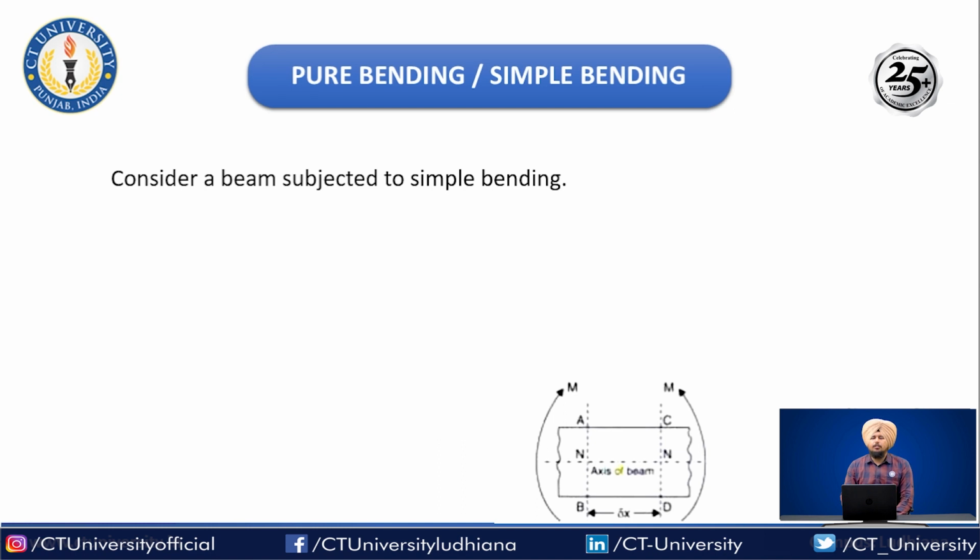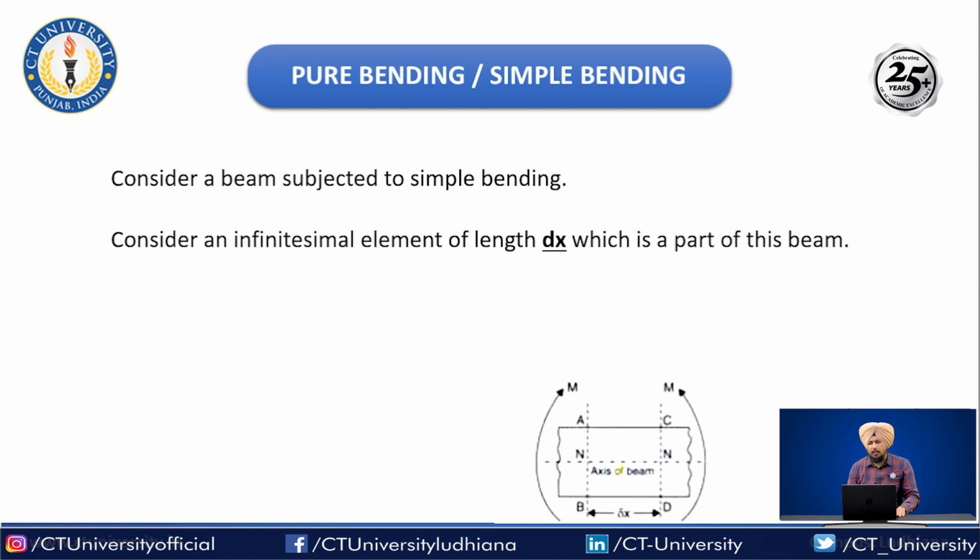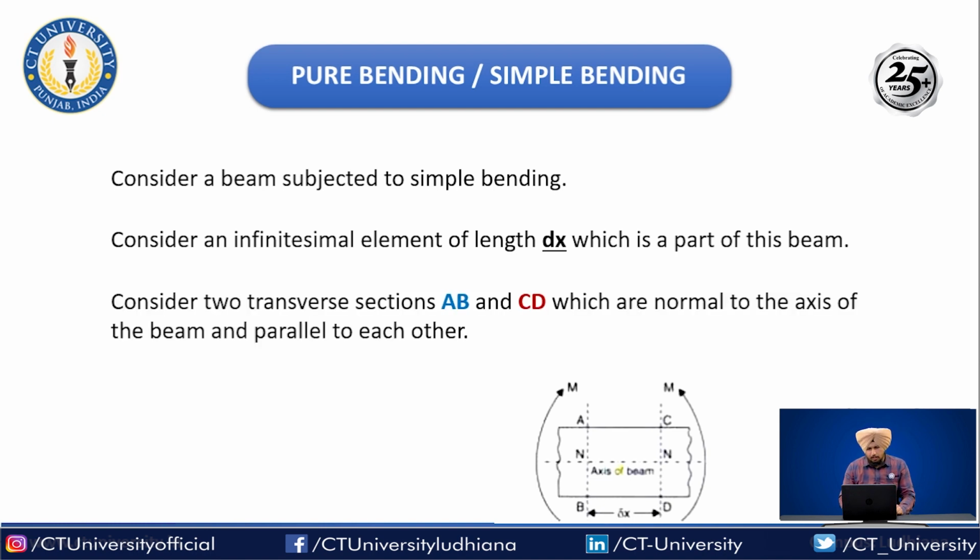So we are considering a beam that is subjected to simple bending, and we are considering a very small section dx. We are naming it dx, a small part of this beam. In this transverse direction we are considering two elements. The first one we are naming AB, and the second is CD. So we are going to analyze these two sections before and after the bending.